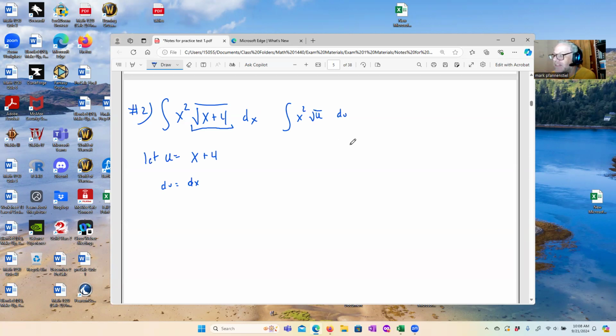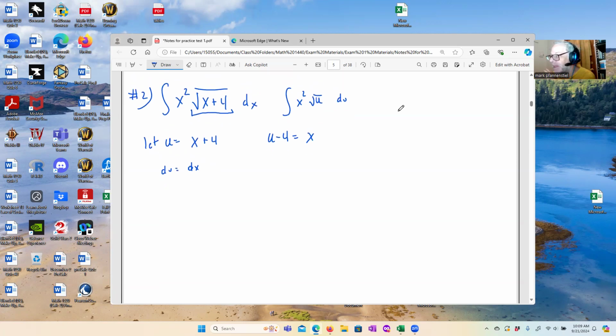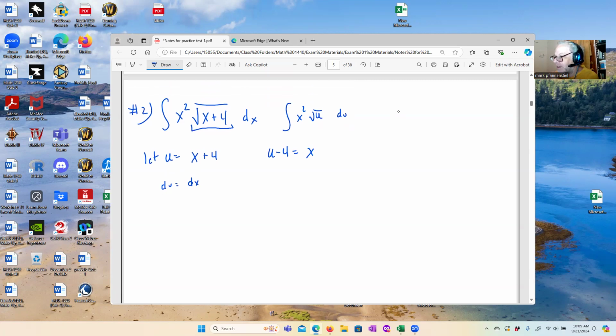Okay, and this doesn't seem to be going anywhere, but there is a thing we can do. Just because we have u equals x plus 4 doesn't mean that u minus 4 couldn't equal x, because you're allowed to do that. You can back substitute that way. So since u minus 4 is equal to x, what we're going to do is say this is (u minus 4) squared times, I'm going to call it u to the 1/2 power, du, and that's what we're going to try to integrate.